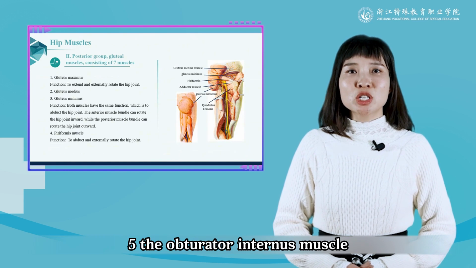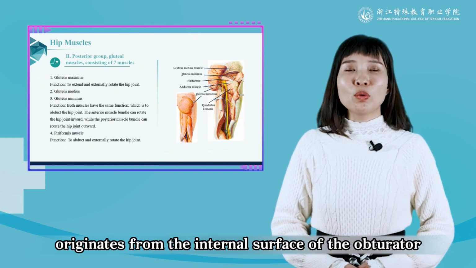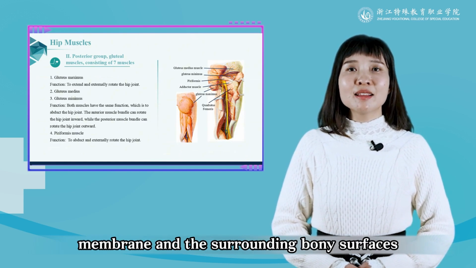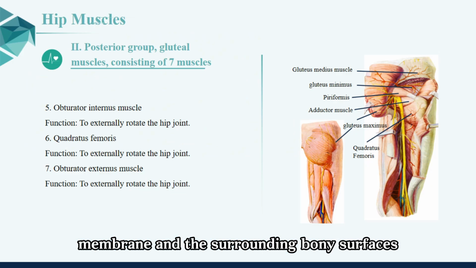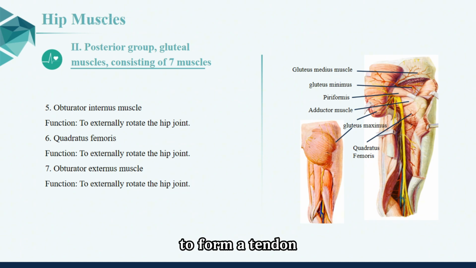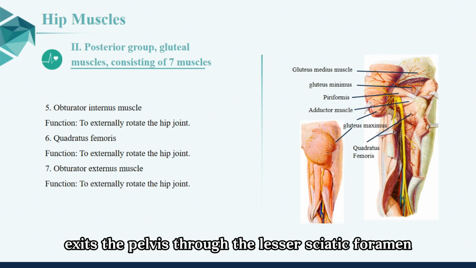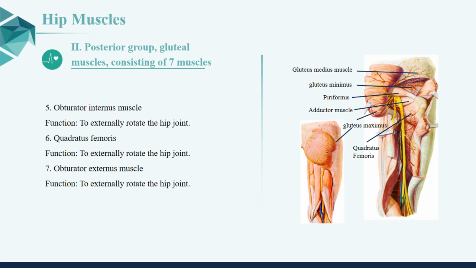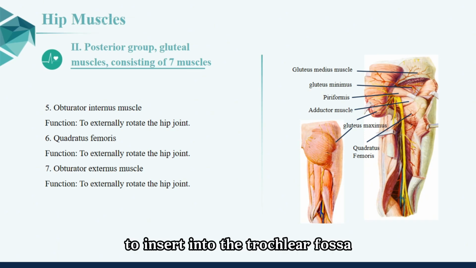5. The obturator internus muscle. It originates from the internal surface of the obturator membrane and the surrounding bony surfaces. Its muscle bundles converge posteriorly to form a tendon. This tendon exits the pelvis through the lesser sciatic foramen. It then hooks laterally to insert into the trochanteric fossa.